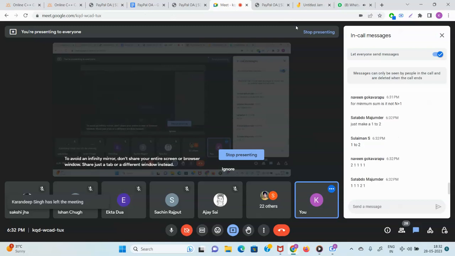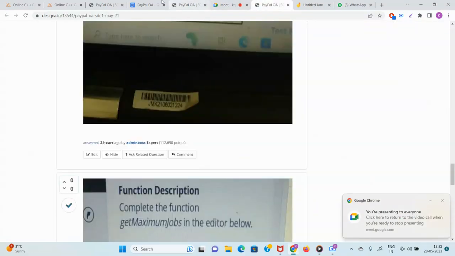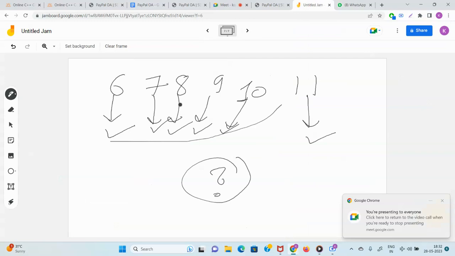Yes, correct, Naveen. Correct, Satabdu. Now, guys, the 7 is possible. So I'm writing a check mark on 7. Okay, 7 is done. Now, guys, try to make it 8.